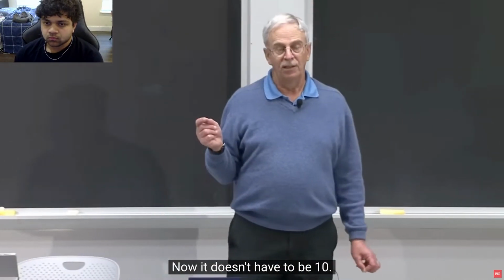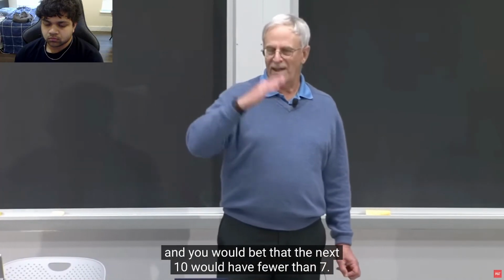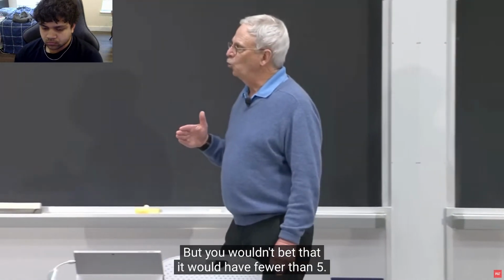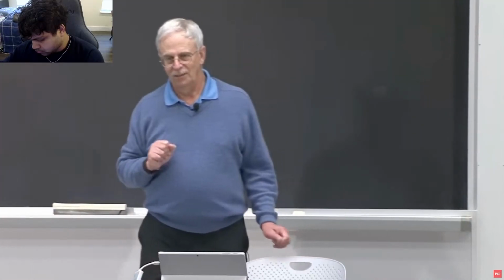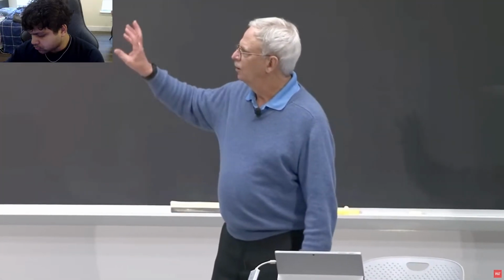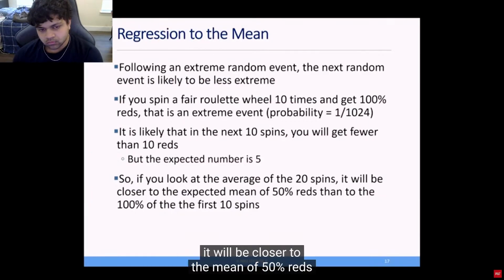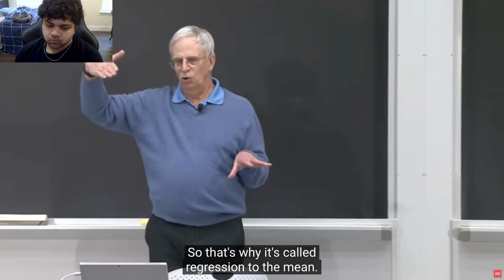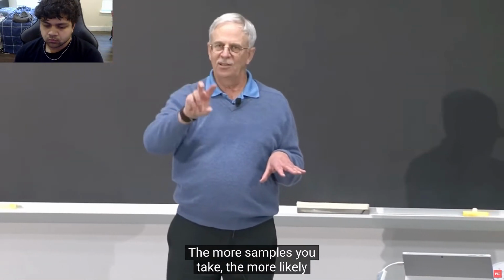Now, it doesn't have to be 10. If I'd gotten 7 reds instead of 5, you consider that an extreme, and you would bet that the next 10 would have fewer than 7. But you wouldn't bet that it would have fewer than 5. All right? Because of this, if you now look at the average of the 20 spins, it will be closer to the mean of 50% reds than you got from the extreme first spins. So that's why it's called regression to the mean. The more samples you take, the more likely you'll get to the mean.